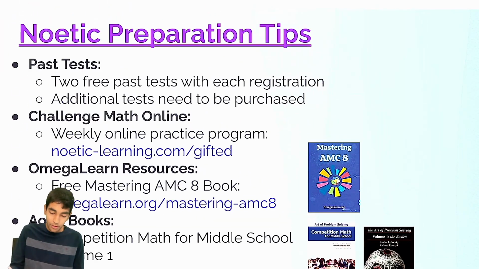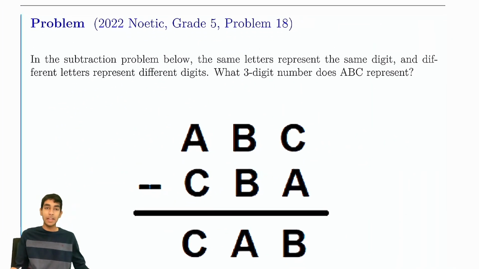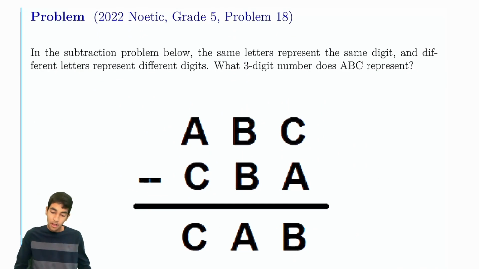Okay, so now let's explore some interesting problems from the Noetic Math Contest. And here are many interesting problems that we have here. So starting off with this one. In the subtraction problem below, the same letters represent the same digit, and different letters represent different digits. What number does ABC represent?